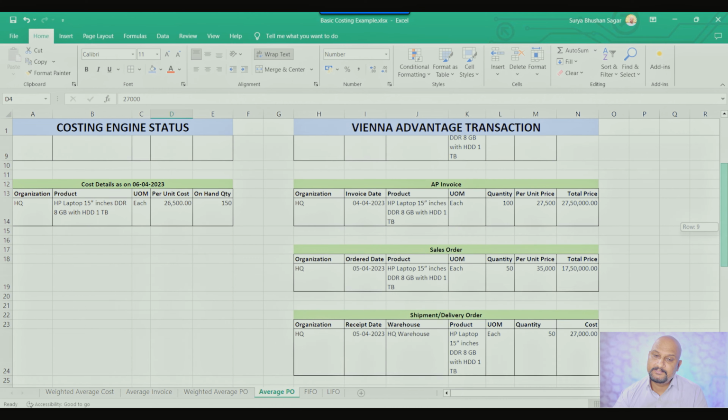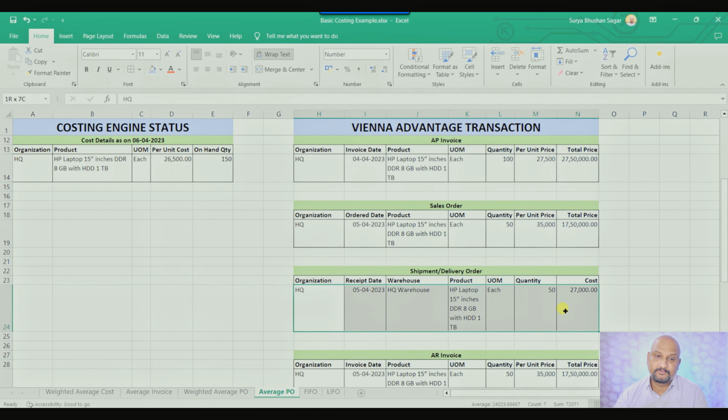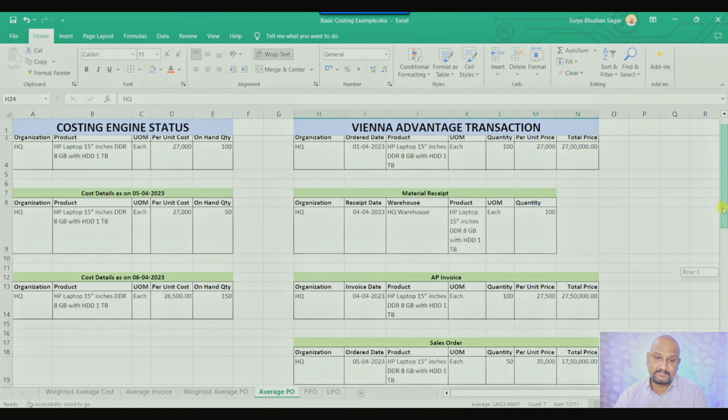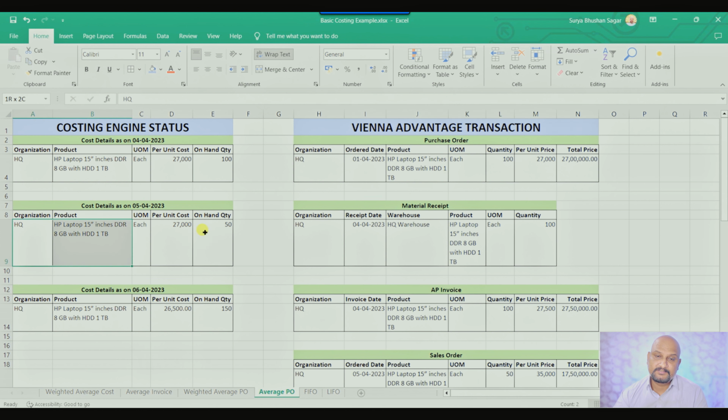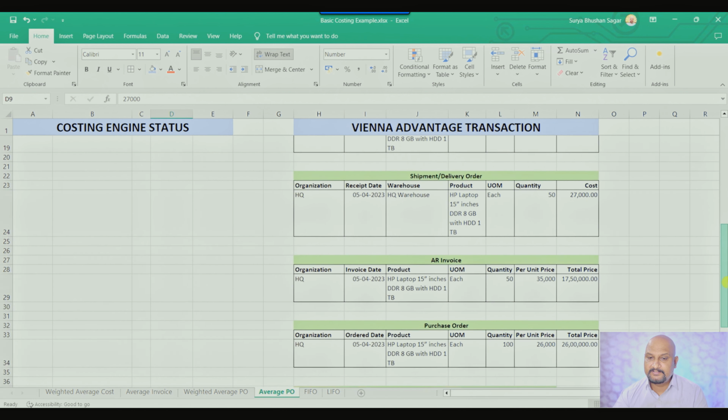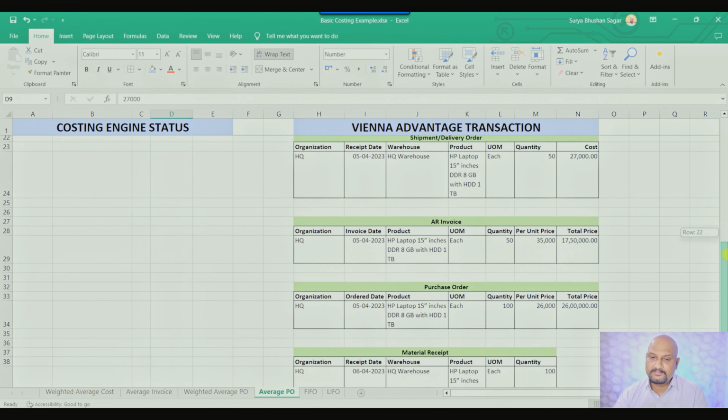As soon as my delivery order gets completed, you would be able to see there is no change in the cost. Instead, there is a change in the quantity. So my quantity becomes 50 and my cost remains 27,000. And thereafter I raise the AR invoice and my receivable gets debited.